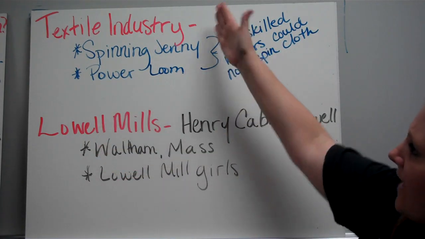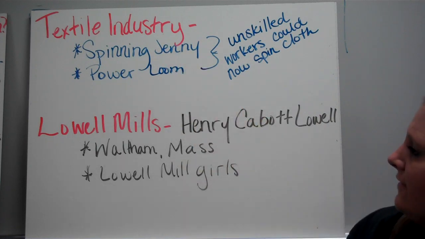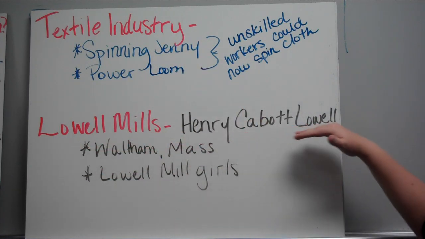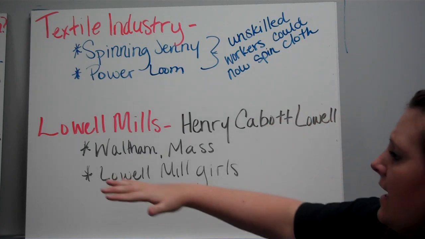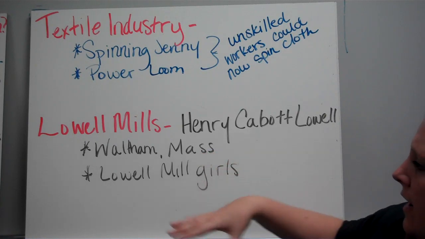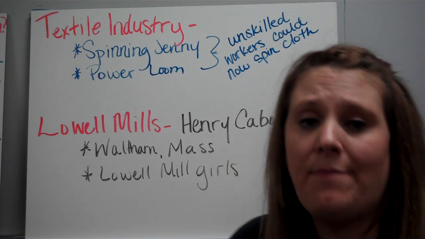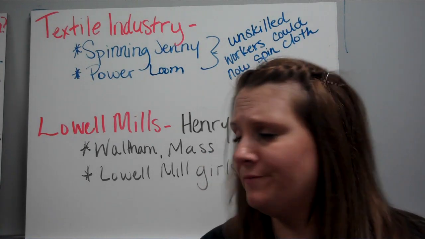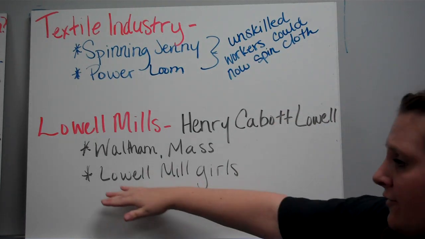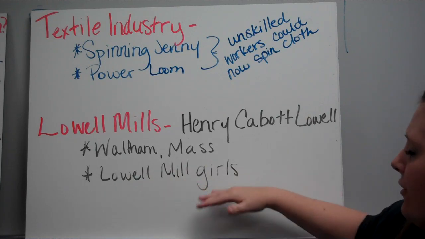So one of the first textile factories in the United States were the Lowell Mills. And they were started by Henry Cabot Lowell, who had come from England, and he started his factory in Waltham, Massachusetts on a river because at this time we are powered by water power. And he hired young girls to work in the factories. They became known as the Lowell Mill Girls.